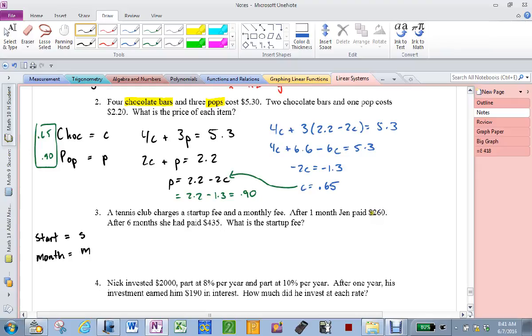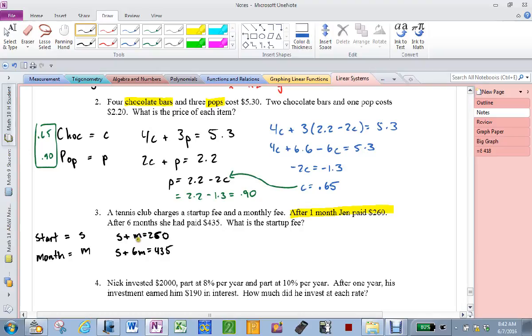After 1 month, she's paid $260. So that means she's paid the startup fee, which is what? S plus how many months? 1 month equals $260. After 6 months, how many startup fees has she paid? No, after 6 months, how many startup fees has she paid? 1, still 1, but how many M's now? 6 months. And what does that equal? $435. And then, boom, however you want.